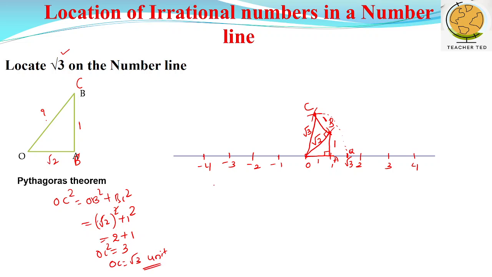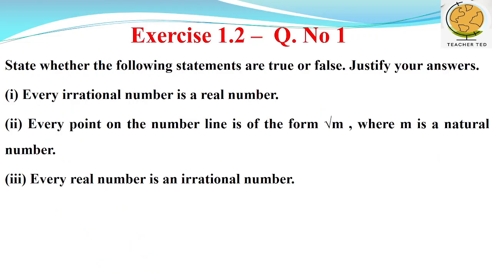So we're just confirming whether we have done the writing correctly here. I have written here root 3, and how root 3 comes because of the Pythagoras theorem. So this is how we locate root 3 on a number line.